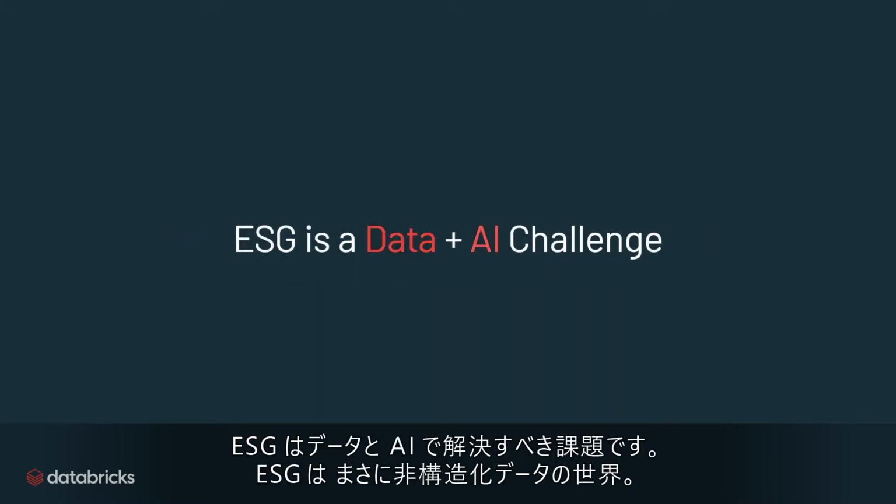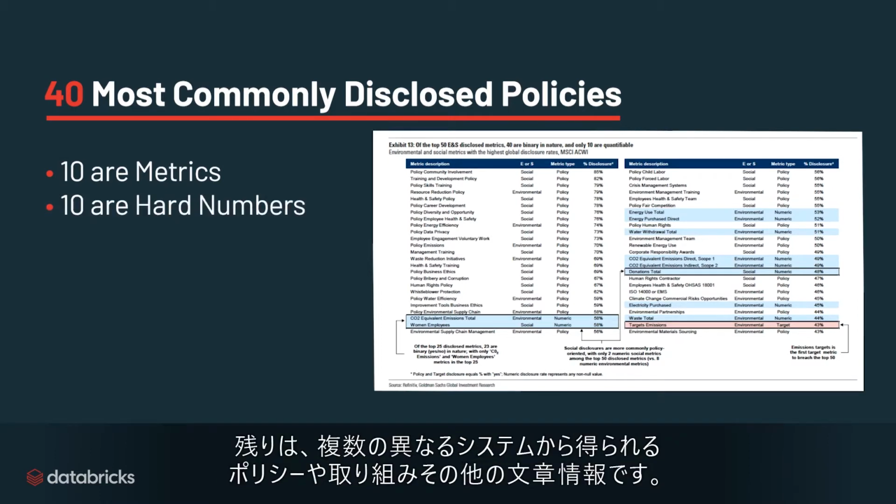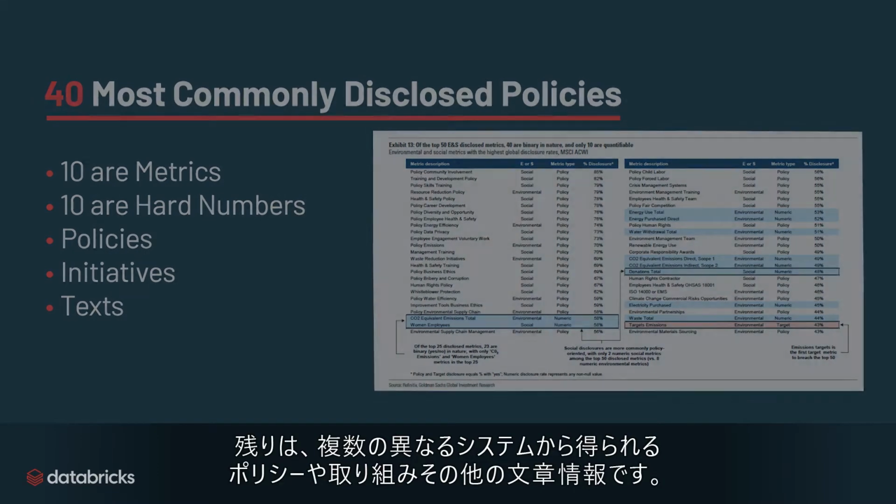ESG is a data and AI challenge. The world of ESG is highly unstructured by nature. If we look at the 40 most commonly disclosed policies, only 10 are metrics and only 10 are hard numbers. The rest are purely policies, initiatives, and mainly texts coming from different systems.